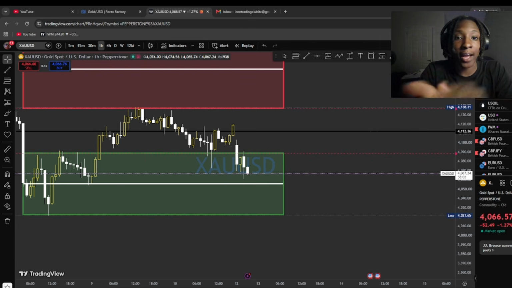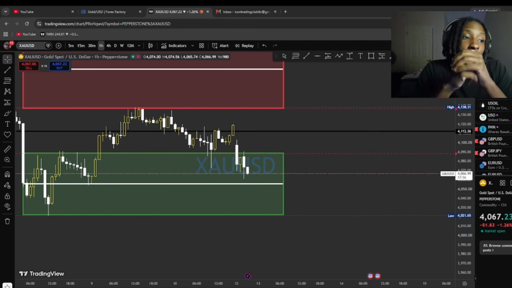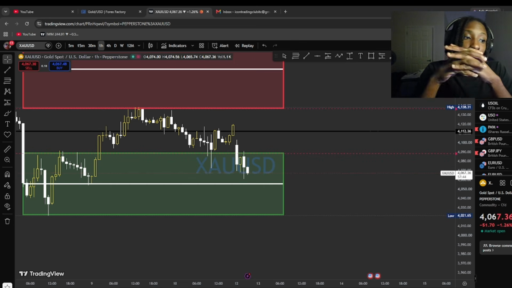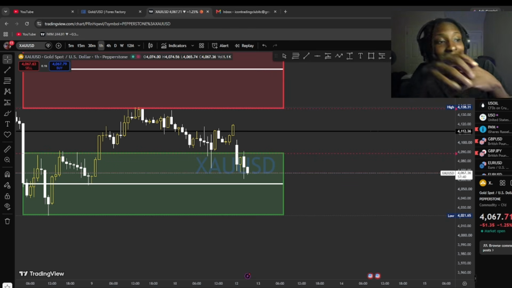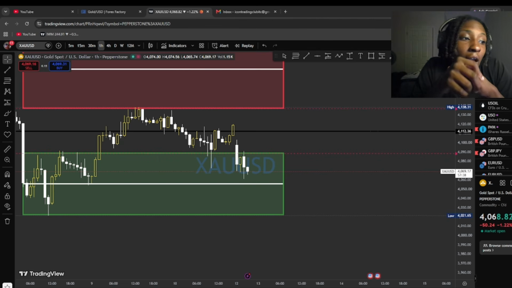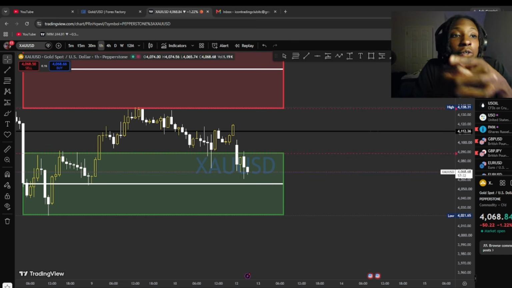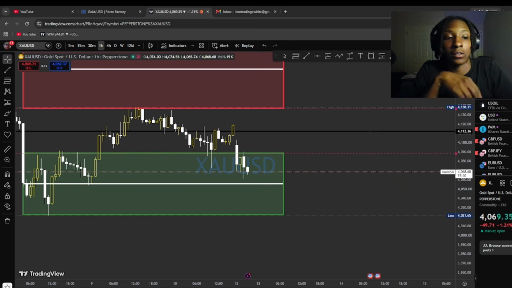As you can see right here, I have a chart open. Market is currently open, and I have gold open. The price action tells us what buyers and sellers are doing and where the money is entering the market and where potential opportunities may appear. So in this lesson, we're going to break down what price action is, why it matters, and how traders like me and you use it to make decisions.